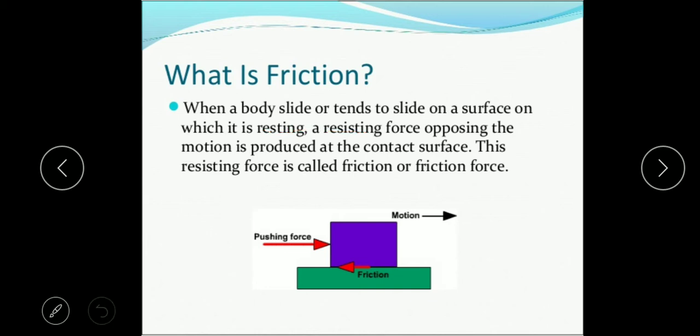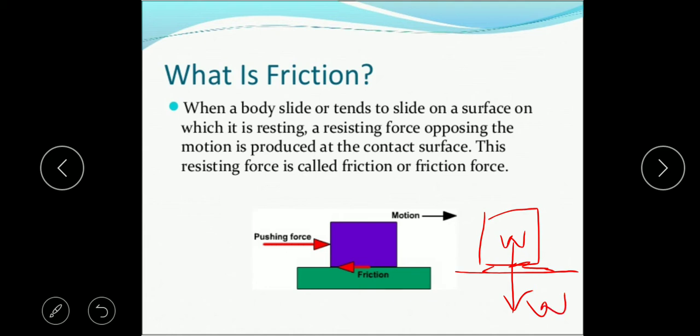Consider one mass or body here, which has weight W, and we place that body onto the surface. The weight always acts in a downward direction, so this will be the W arrow. If you apply a force F, or a force P, in this direction from left to right, then the friction will be generated in the opposite direction. So this is the push type of force.